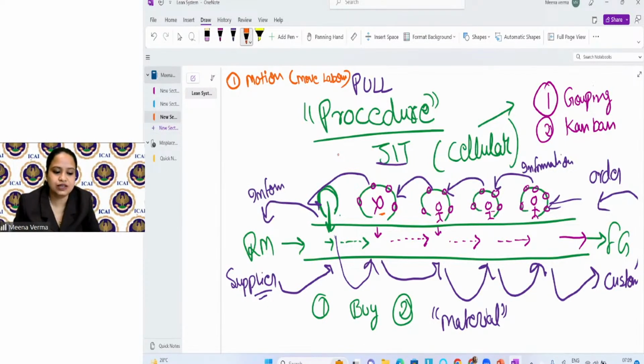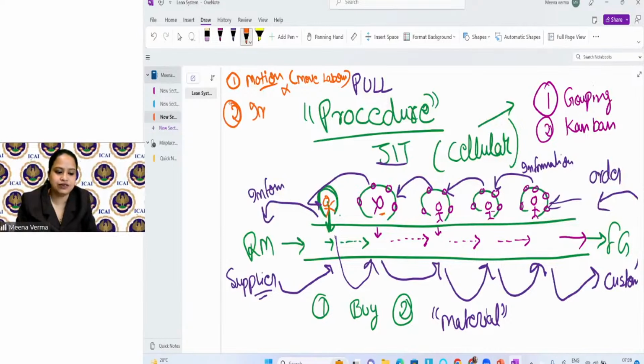So this non-value-added activity can be avoided here, because now the place of the labor in the factory is fixed. They are fixed in their place, working only in their working cell. They're not moving in the factory unnecessarily. So motion has been avoided.